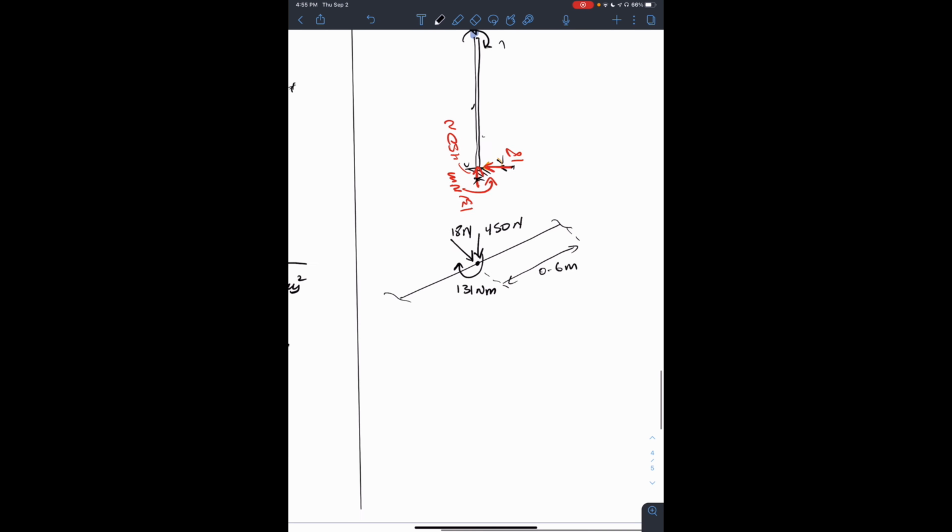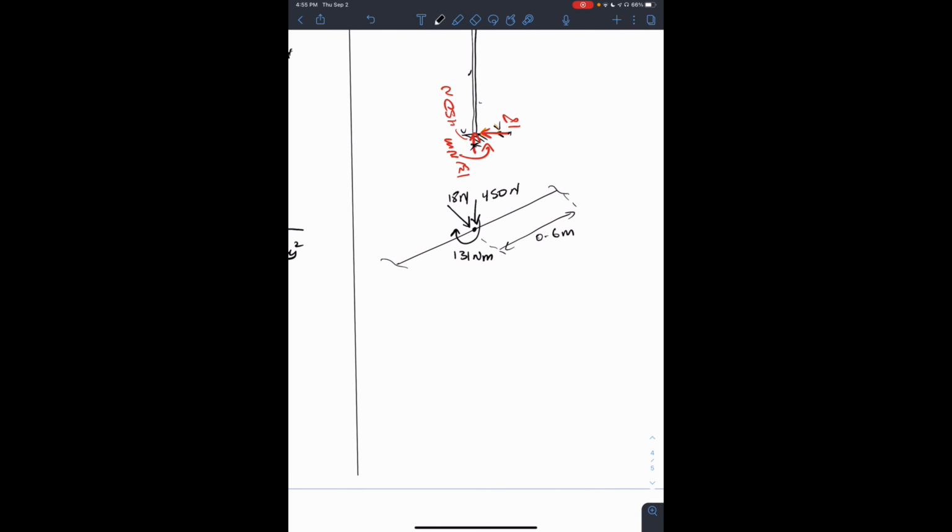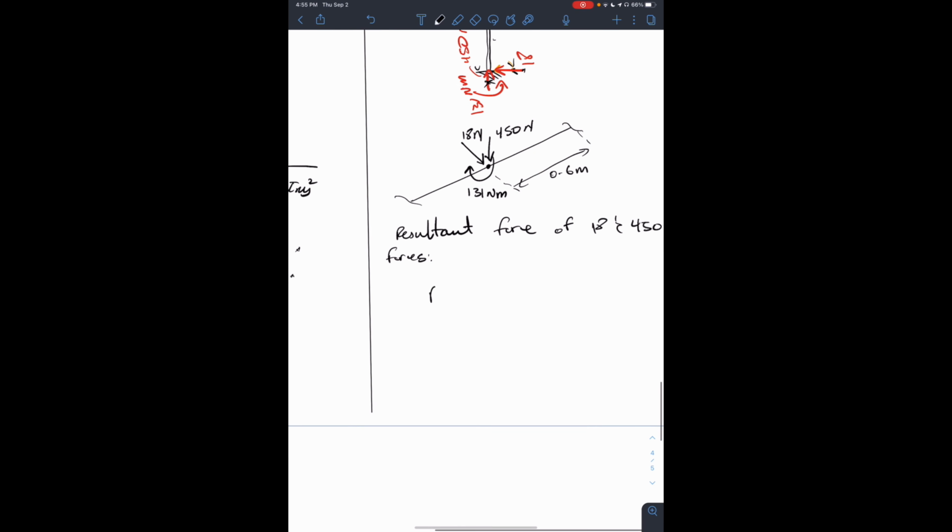Right, so in this case now we have two sets of forces in two different planes that are acting on one single point in beam 3. So to make life easier, we could find the resultant force of the 18 and 450 newton forces. So you can recall how to get a resultant force.